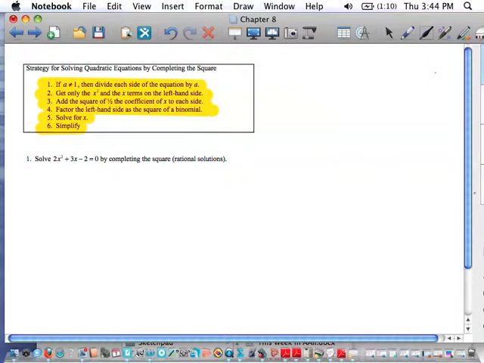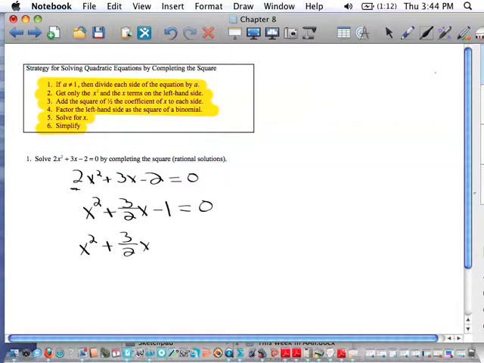we're going to take 2x squared plus 3x minus 2 equals 0. I have to divide out that 2, so I would get x squared plus 3/2 x minus 1 equals 0. Now get just the x squared and the x term on one side, the constant on the other side. So I have x squared plus 3/2 x equals 1.